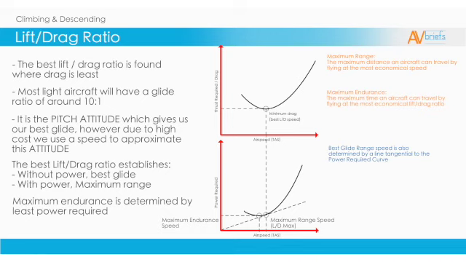So, maximum range travels the furthest distance. Maximum endurance stays in the air longest. You can see on the lower graph that to stay in the air the longest time will require less power and therefore less fuel being consumed. Hence, it can stay in the air for longer.